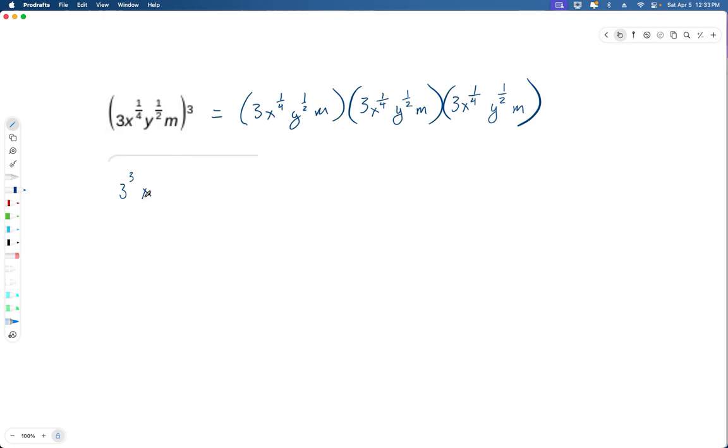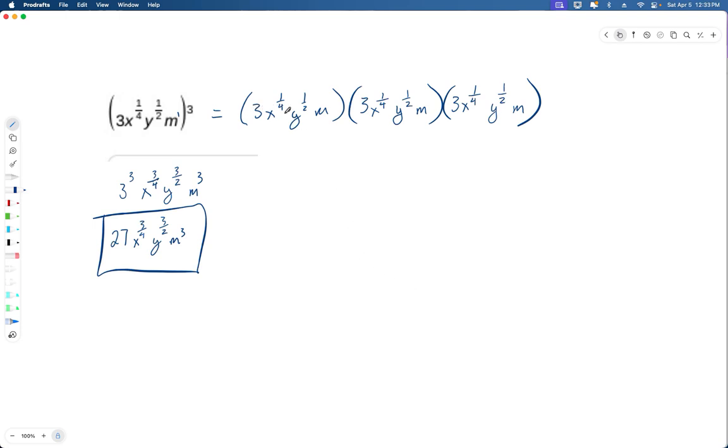Then you have x, and 3 times 1/4 is 3/4. Y, 3 over 2. And then this is a 1. 3 times 1 is 3, so it would be m to the 3. Then all you have to do is simplify this. So 3 times 3 times 3, that's 27. X to the 3/4. Y to the 3/2. M to the 3rd power. This is your solution. And that's as far as you can go because we don't know the value of any of the variables yet. Okay?